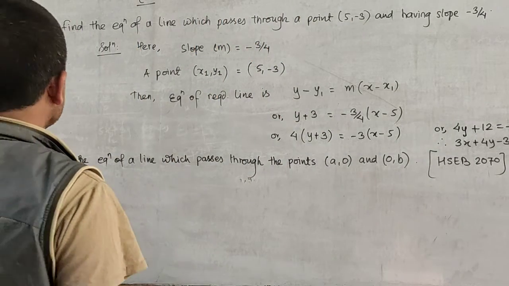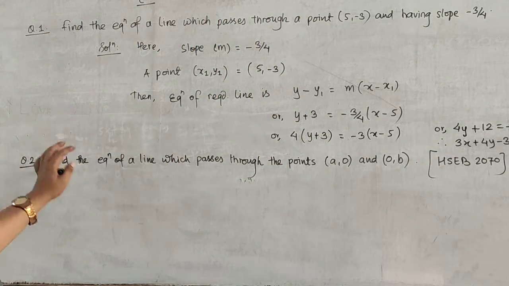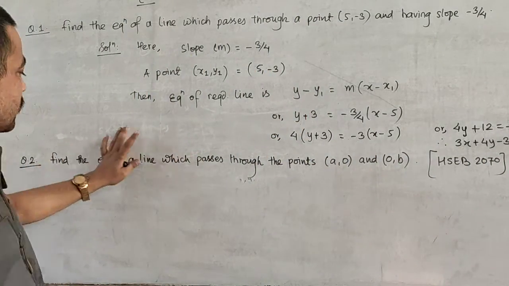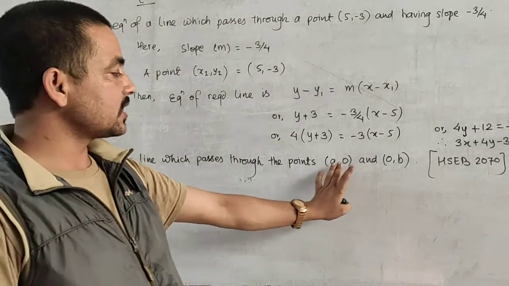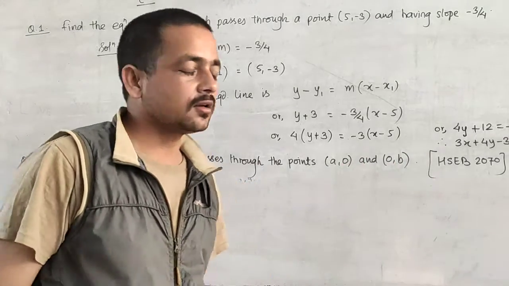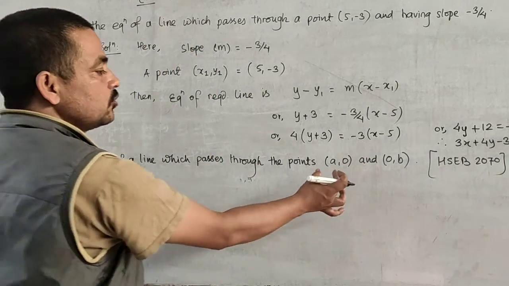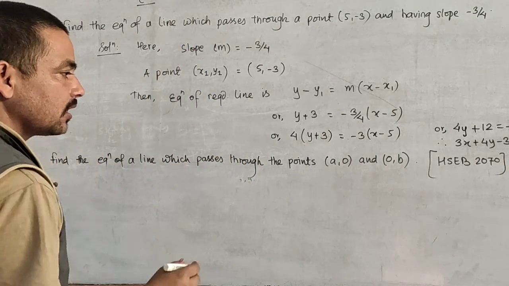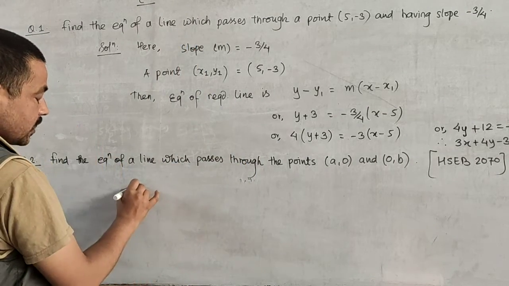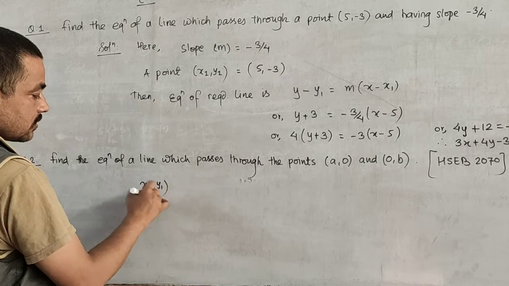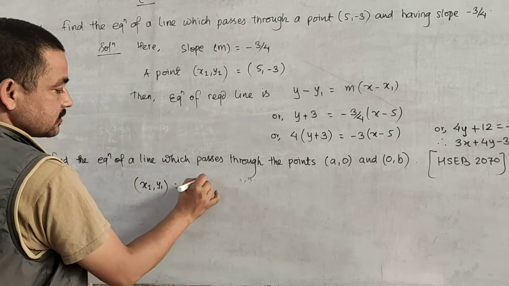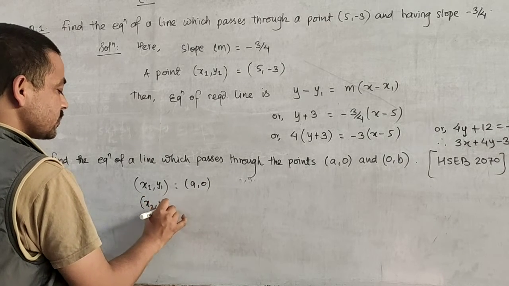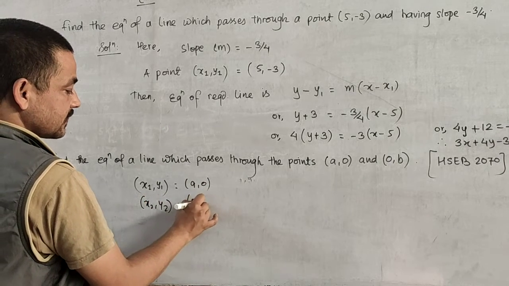Similarly, the second question, it has appeared in HSEB 2017. Find the equation of a line which passes through the points (a, 0) and (0, b). Two points form is here, x1 y1, x2 y2. So the one point x1 y1 you can take as (a, 0), x1 is a, y1 is 0, and another point x2 y2 is (0, b).